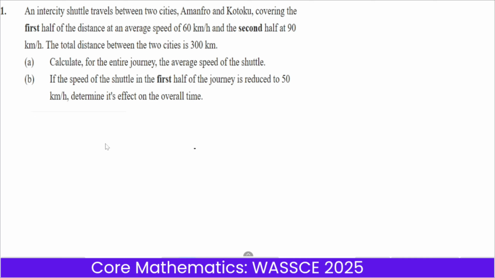We are talking about a shuttle that travels between two cities. We can represent that on the diagram. Let's say A for Amanfro, and K for Kotoku. So we have a shuttle that travels all the way from Amanfro to Kotoku. In the first half of the journey, the speed of the shuttle was 60 kilometers per hour, and in the second half of the journey, the speed was 90 kilometers per hour.